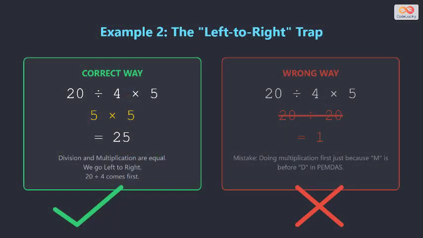Here is a classic trick question that stumps many people. 20 divided by 4 times 5. Many people want to multiply 4 times 5 first because M comes before D in the acronym. That is wrong. Remember the left to right rule. Division is on the left, so we do 20 divided by 4 first, which is 5. Then, 5 times 5 equals 25.